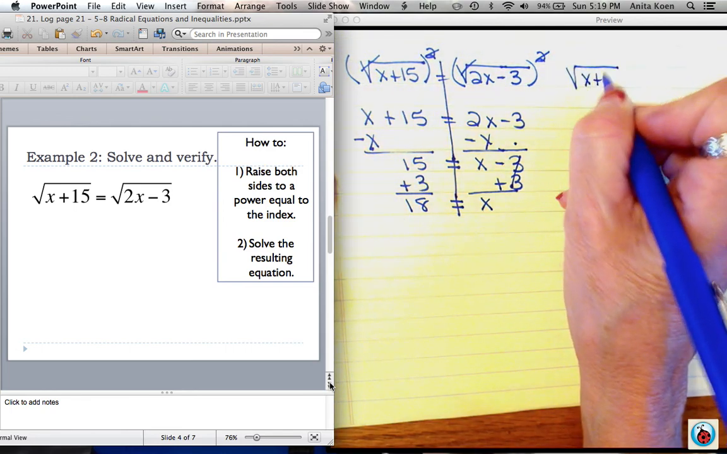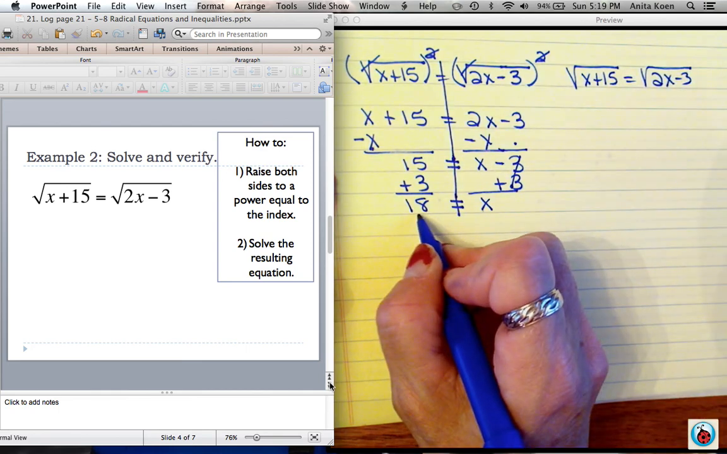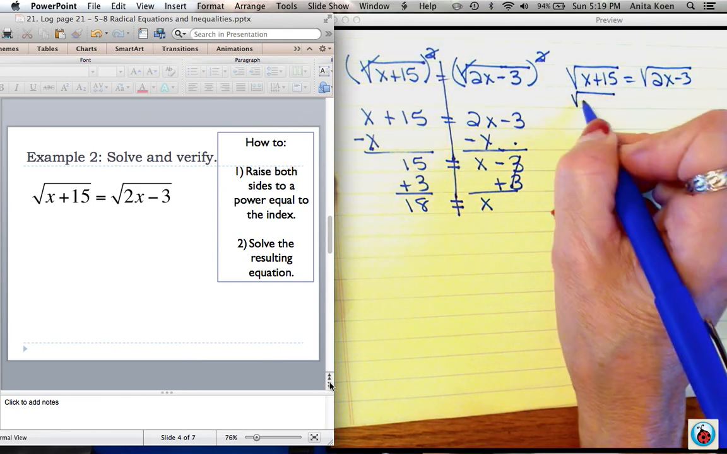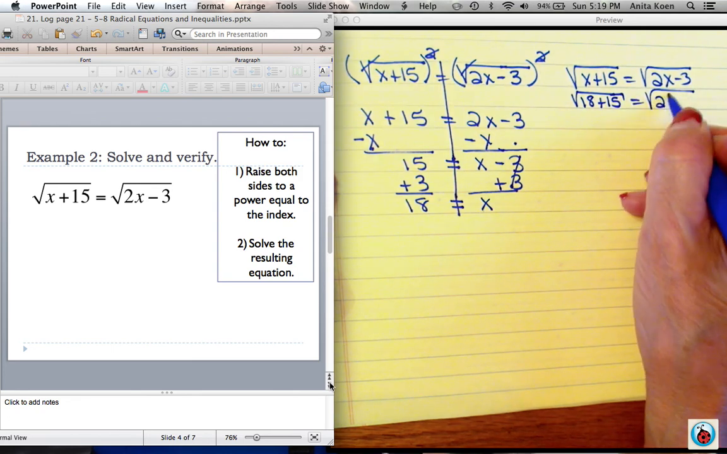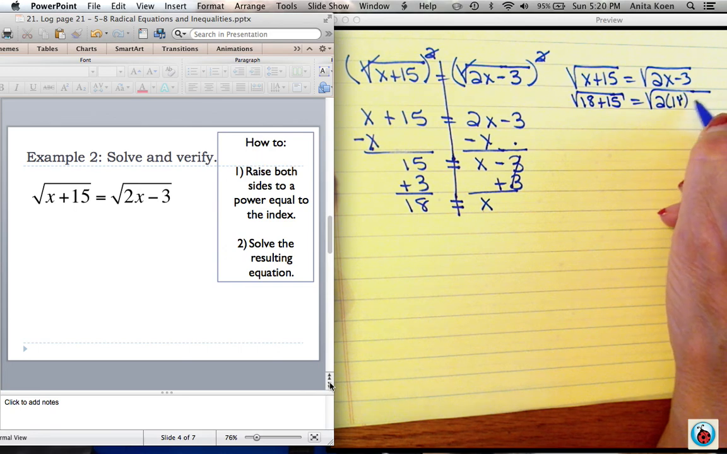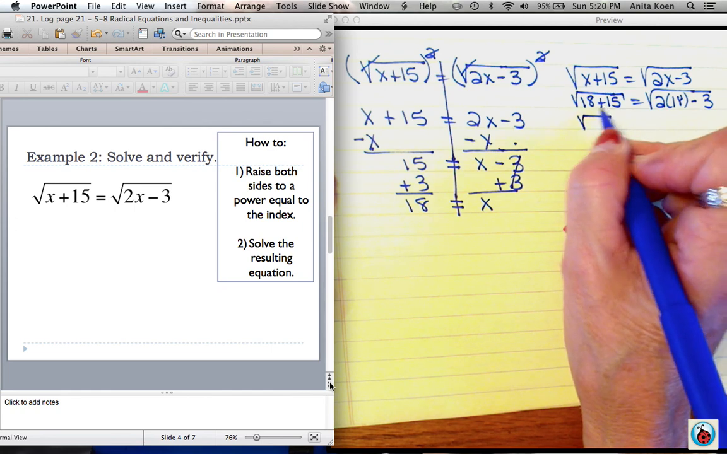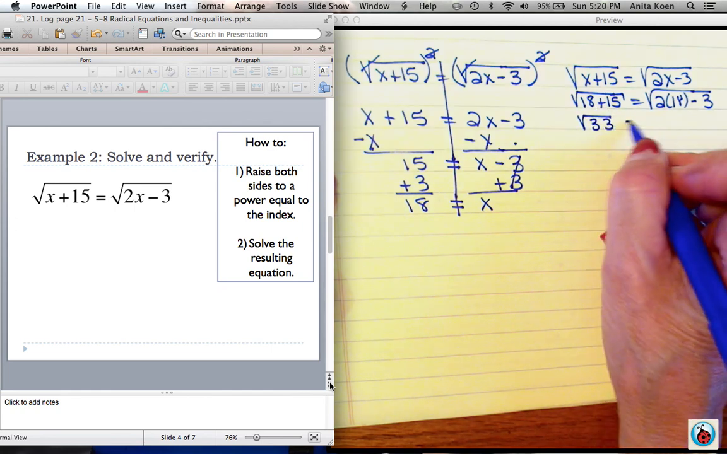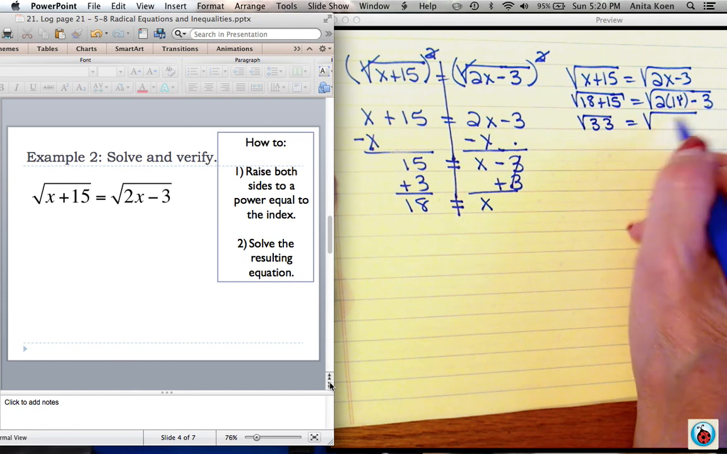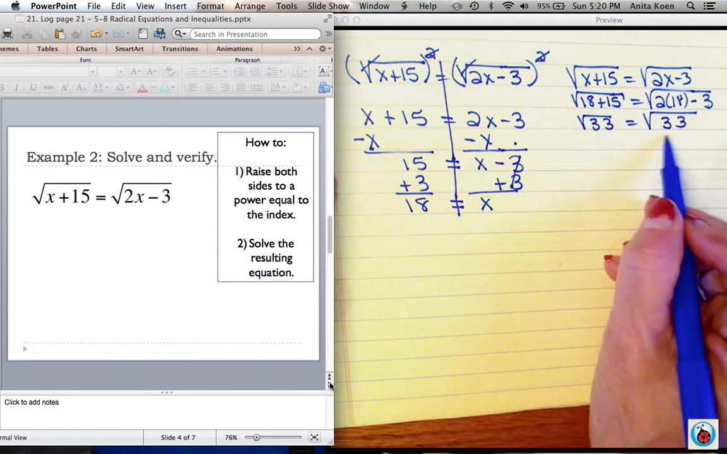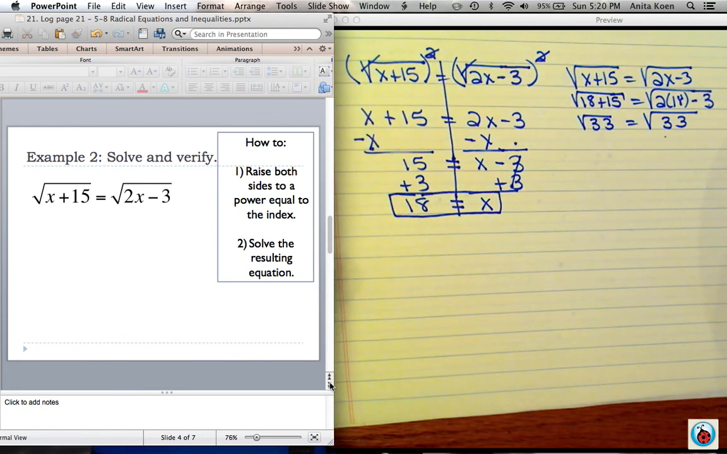So we're going to take our original equation, and everywhere I see an x, I'm going to substitute 18. So the square root of 18 plus 15 equals the square root of 2 times 18 minus 3. So 18 plus 15 is the square root of 33. 2 times 18 is 36, and 36 minus 3 is 33. So the square root of 33 equals the square root of 33. So I know that I have the correct answer.